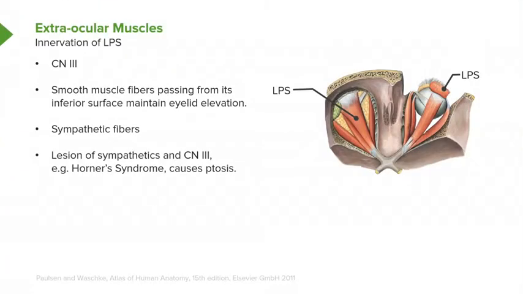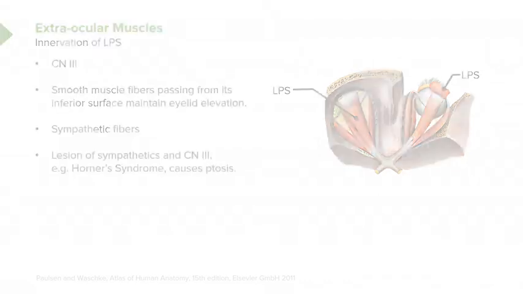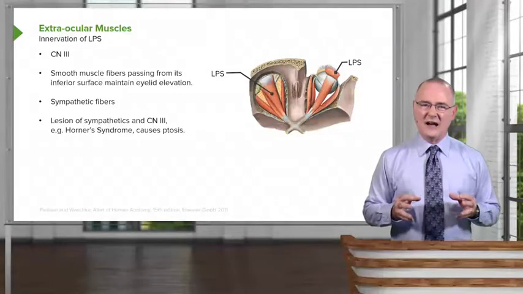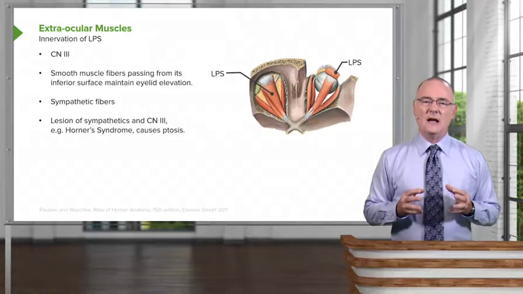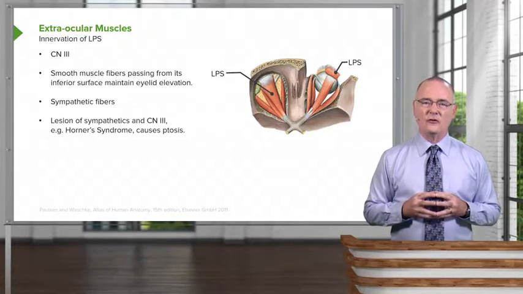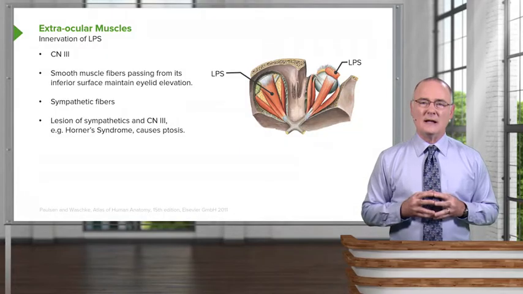This has clinical relevance in the case of a lesion of sympathetics, or if there's a lesion of cranial nerve number 3, the nerve that is conveying these sympathetic nerve fibers. If there is a lesion of these sympathetic components, this can result, for example, in Horner's syndrome. And one of the symptoms, or signs, if you will, of Horner's is a drooping eyelid, and this is known as ptosis. So the upper eyelid will be in a depressed state.